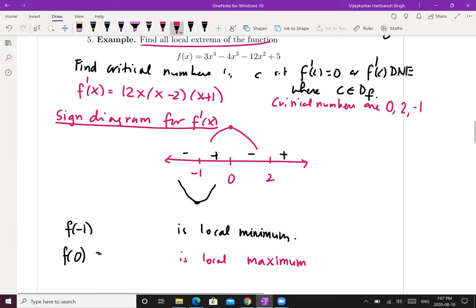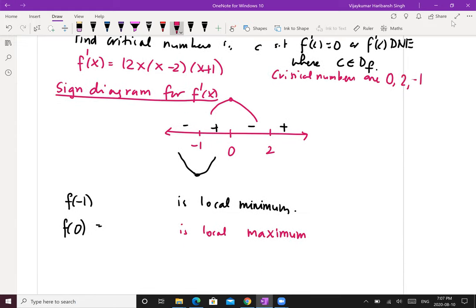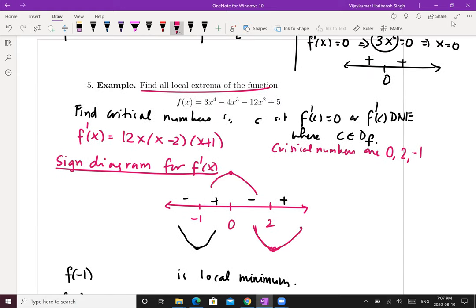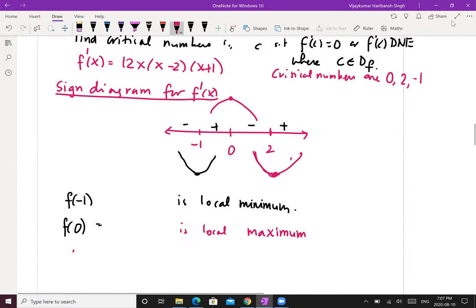So now what about f of 2? At f of 2, before 2 the function was decreasing, after 2 the function was increasing, or the sign of the derivative changed from negative to positive. You don't need to memorize it. When you draw it, you can clearly see that f of 2 is a local minimum.